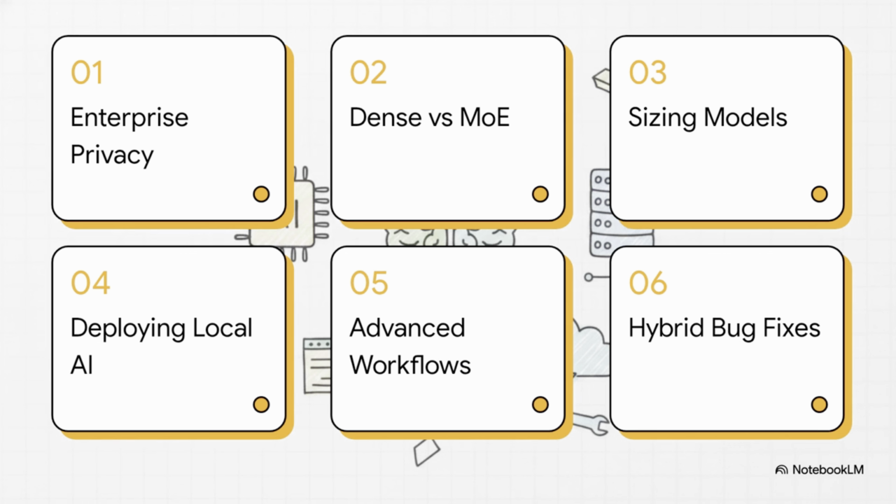So here's our roadmap for today. We are hitting 1. Enterprise privacy and the Apache license. 2. Dense versus mixture of experts. 3. Sizing models for local hardware. 4. Deploying your local coding assistant. 5. Advanced local coding workflows. And 6. Hybrid AI for bug fixes. We'll start with the high-level architecture and zoom all the way down to hands-on deployment. Let's just dive right in.